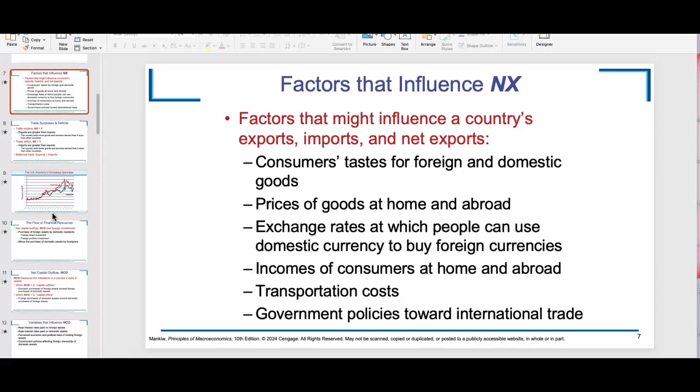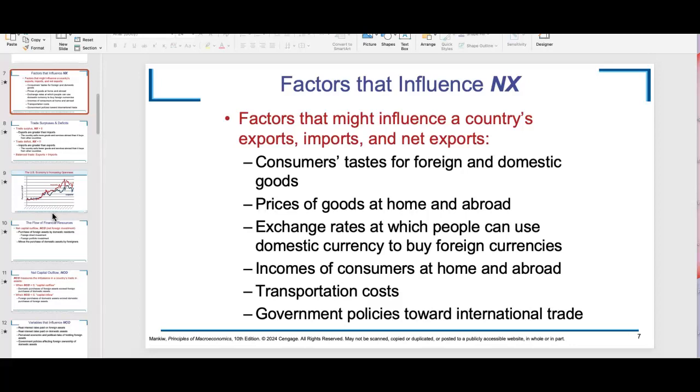Exports and imports are affected by the prices of goods at home and abroad. If something is cheaper if purchased from abroad, we're going to buy that one, right? We import goods from China. They cost a little less, so we tend to buy what is less expensive if everything is the same, right? We're going to be biased by price.